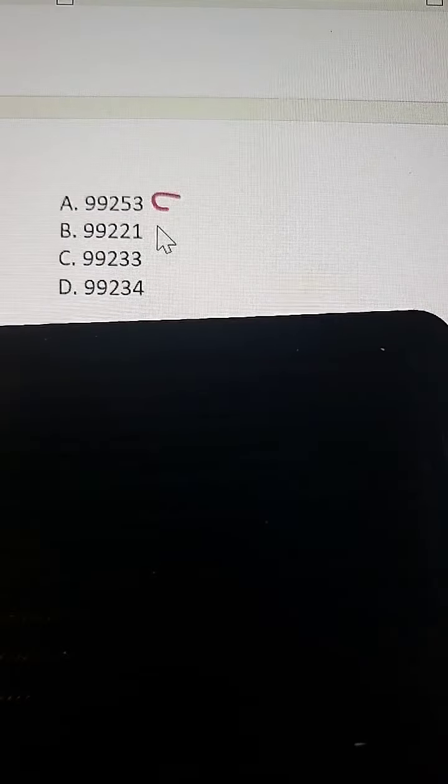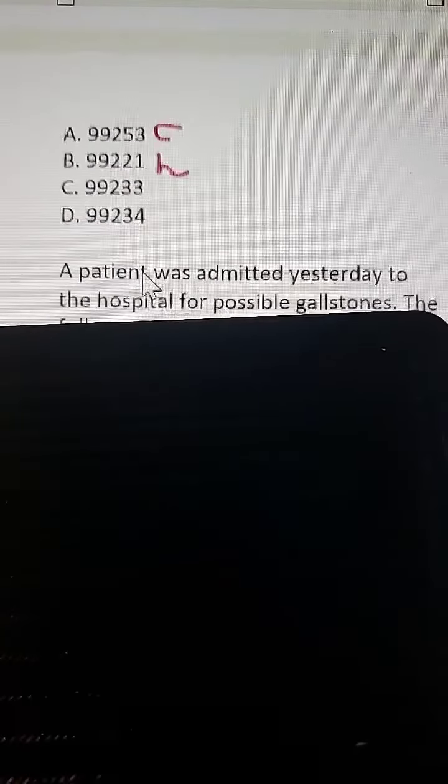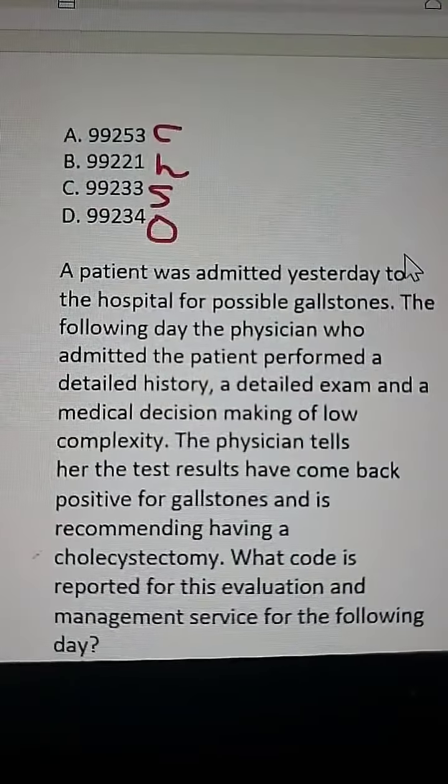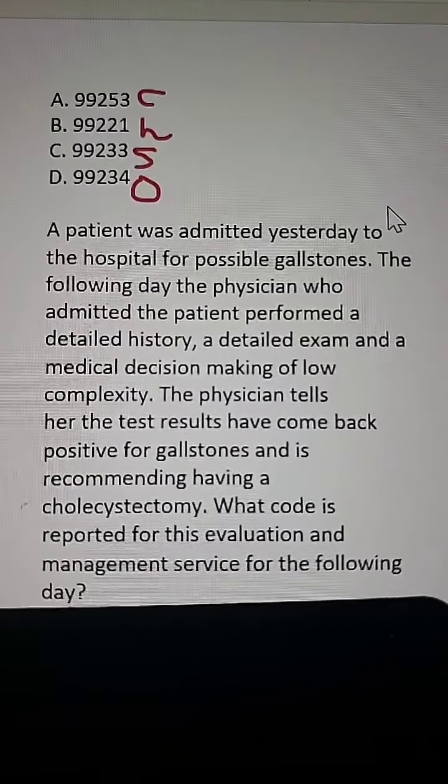All right, we've got consultation. We got hospitalization. Is that subsequent again? Let's see, 99233, 99233, that's subsequent. And then 99234 is observation. So this ought to be fairly easy. We've got consultation, initial hospital visit, subsequent, or observation. Let you guys decide. What are we doing with this patient?